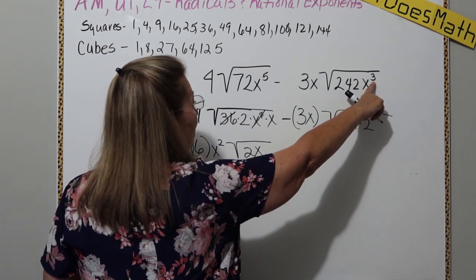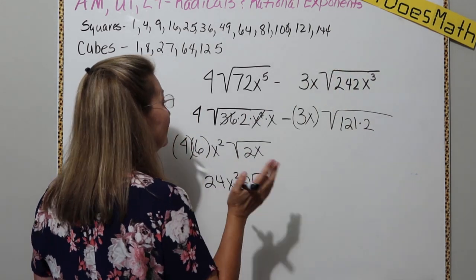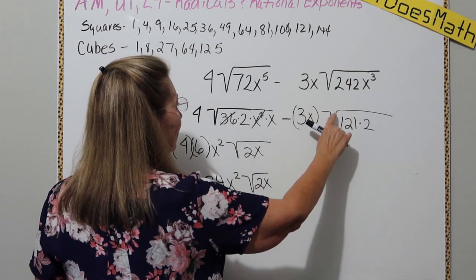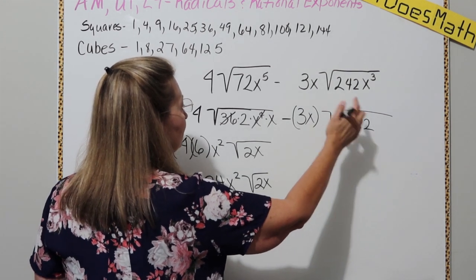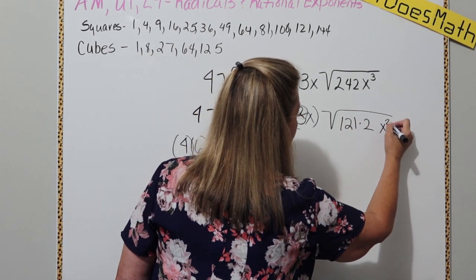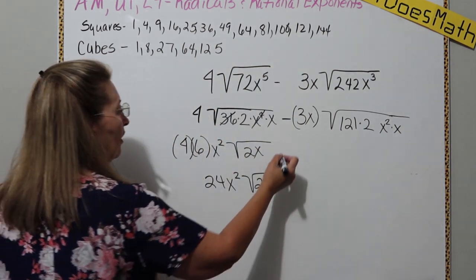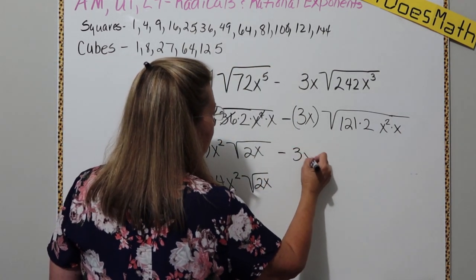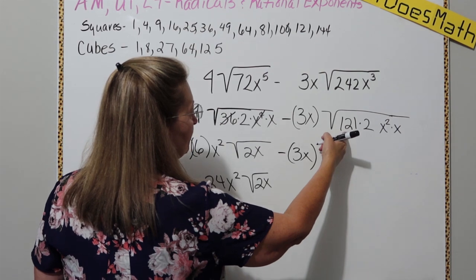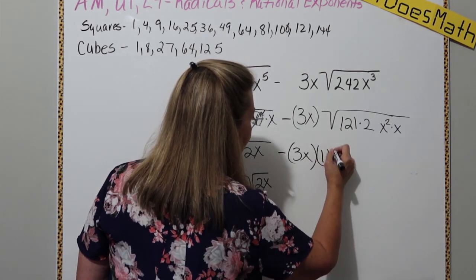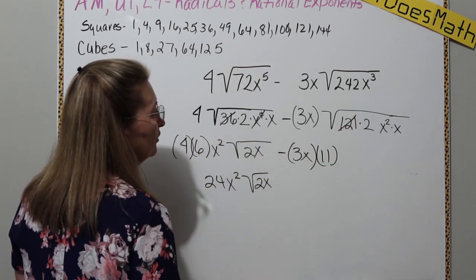Alright, here I have an exponent of 3. It is larger than my index, so I can back it down to a number that's a multiple of 2, and that's just going to be x squared times x. Alright, now let me carry the 3x here. What's the square root of 121? 11, so I can cross that off.